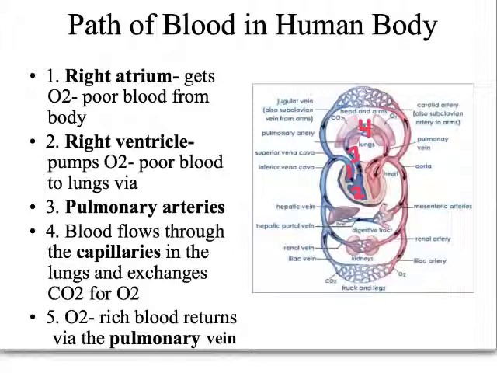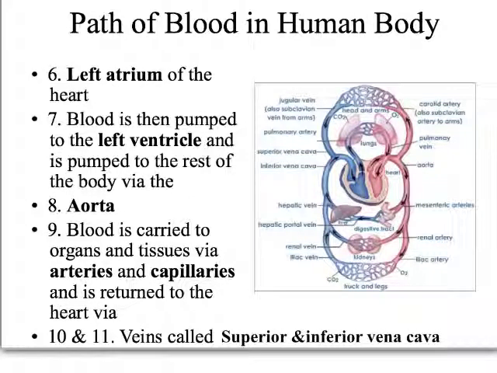So that oxygen-rich blood is going to return back to the heart via the pulmonary vein, which is this guy right there. So the pulmonary vein is going to dump this oxygen-rich blood back into the left atrium, number 6 right there. And from there, it goes down to the left ventricle, number 7.